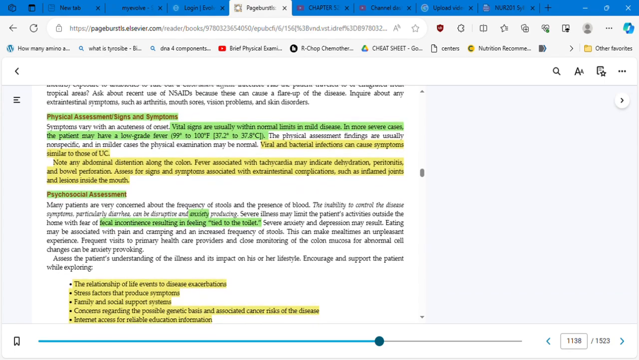Signs and symptoms during our physical assessment. Vital signs are usually within normal limits in mild disease. In more severe cases, the patient may have a low-grade fever.